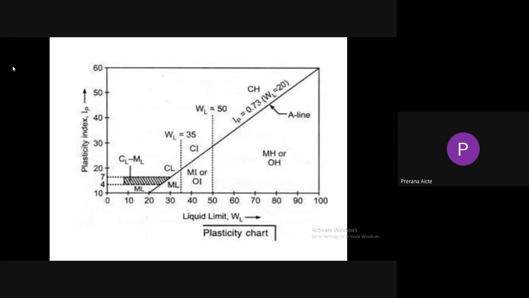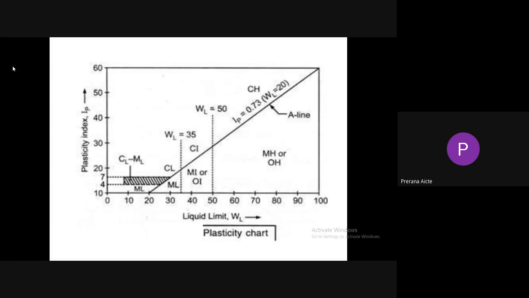So here, the plasticity index is between 4 and 7. The soil is classified with a dual symbol, CL-ML: low compressible clay and low compressible silt. It should be denoted by CL-ML. Okay, so now I have told one sentence.